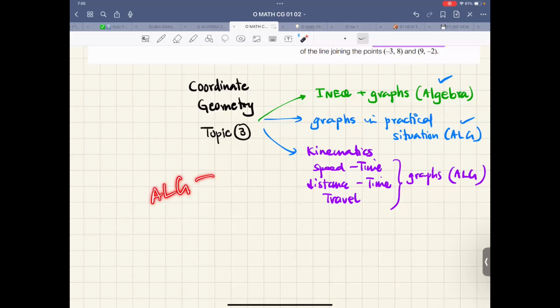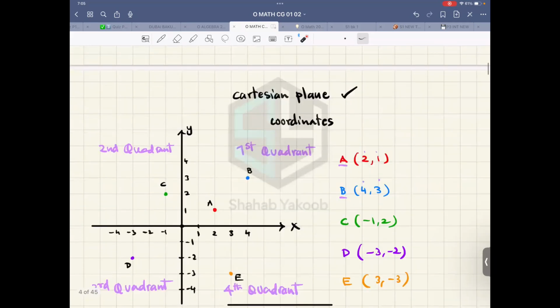In algebra, we have studied till lecture number 21, and then we jump to coordinate geometry. Why? Because we'll be needing all these things: kinematics, speed time graph, distance time graph, travel graphs, and all this remaining part of algebra is associated with coordinate geometry.